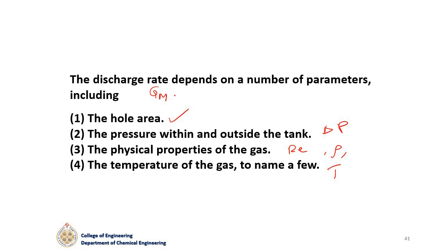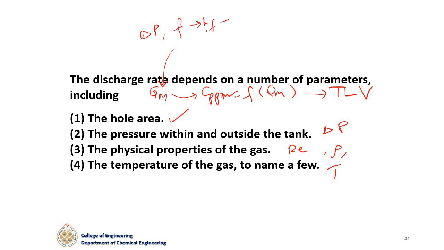And of course, remember, if you know QM, you will have an idea of CPPM, which is a function of QM and some other parameters, if you can recall the equation, and then you're going to compare it to the threshold limit value. How to find QM? You need the information about the delta P and about the friction factor F, which you get from KF. We get KF, then you get F. So you need the F term and the delta P. We already have the final equations, okay? So all you need is to concentrate more on the final equations that you have.